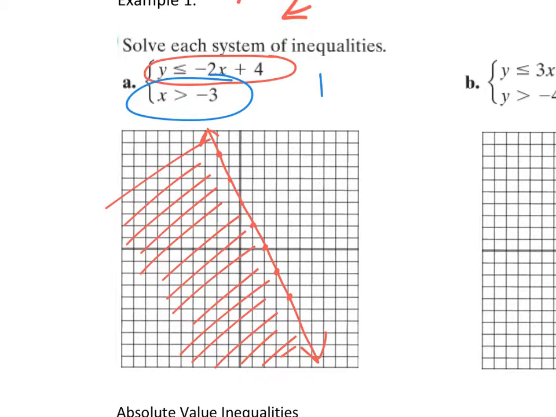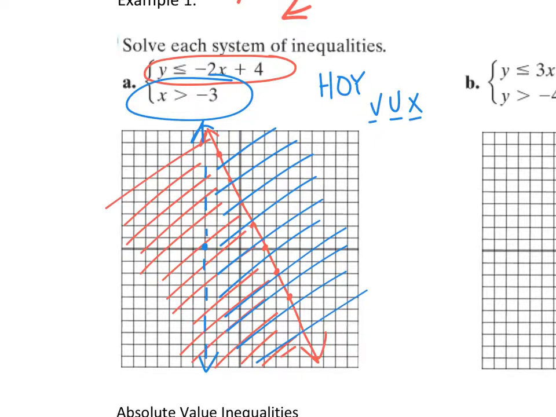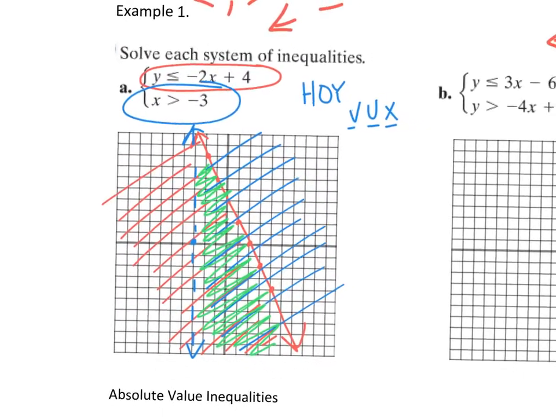Okay, for the second line, I'm going to graph a dashed line. Now remember HOY-VUX. If you have x equals, it's going to be a vertical line, slope undefined. So x is greater than -3. I go to -3 on the x-axis and make a dashed line. Numbers greater than -3 on the x-axis are going to the right. So where this overlaps is my solution. Any one of these ordered pairs can be substituted back in for x and y, and they'd both be true. That's how you can check yourself too.